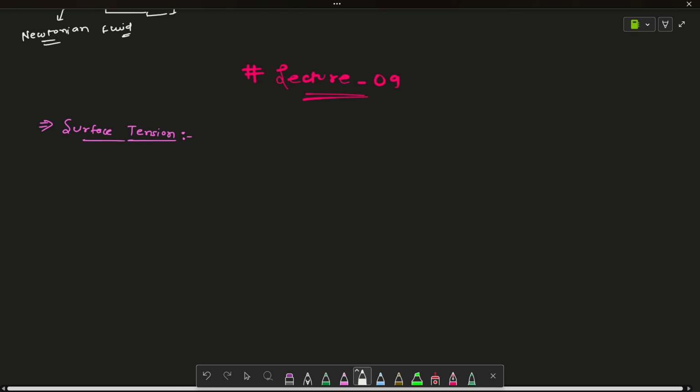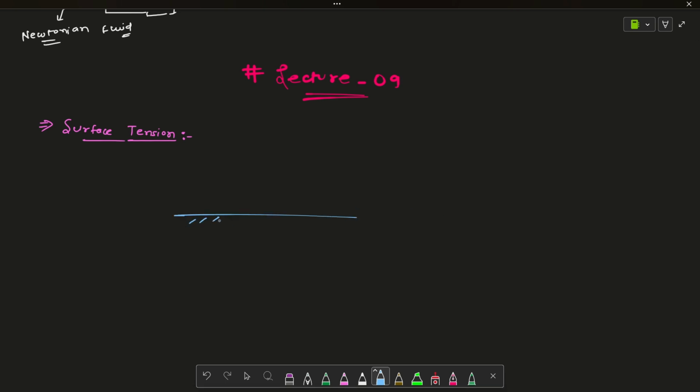Why surface tension? Before starting any topic or subject, you should first ask the question why, and then maybe you will get more understanding and more clarity about the topic. So why did surface tension come into the picture? Why do we need to study this?